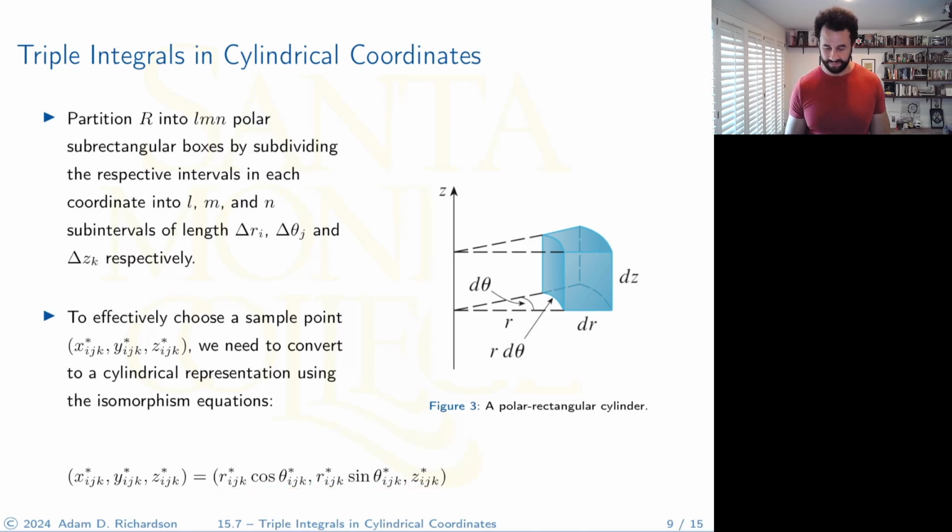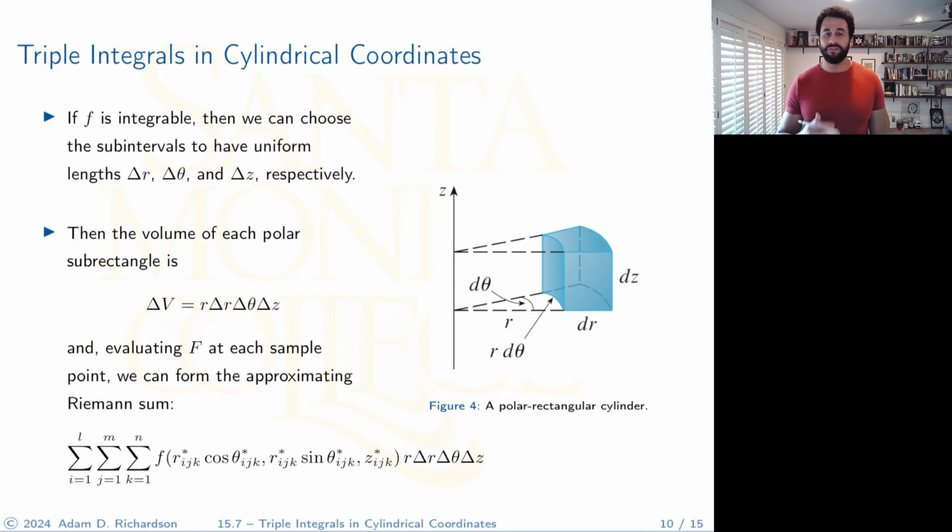That's all that's happening here. Now, if our function f is integrable, we can save ourselves a headache and choose all the subintervals to be uniform length respectively. So delta r, delta theta, delta z. Then the volume of each one of these polar subrectangular boxes is, remember, not just delta r, delta theta, delta z, but r times delta r, delta theta, delta z. That's how you get the proper volume.